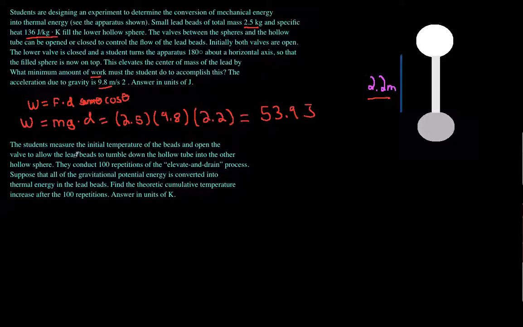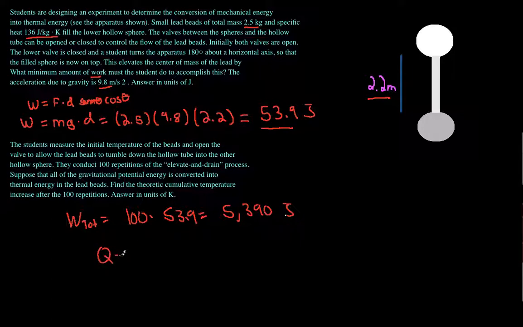This next part has us repeating the process 100 times. So if one repetition produced 53.9 joules, 100 repetitions is going to produce 100 times 53.9, which gives me 5,390 joules of work. With that number, we're trying to figure out the theoretical cumulative temperature change after the 100 repetitions. This is joules, so it's the same unit that we use for heat.